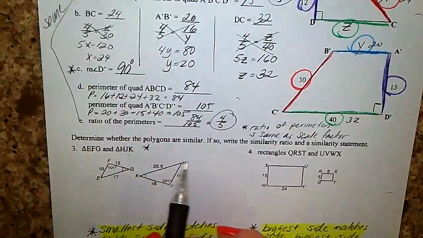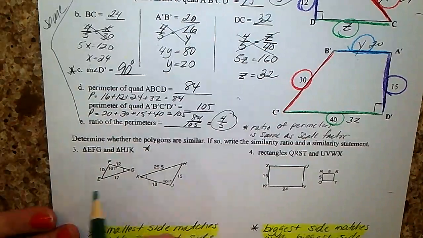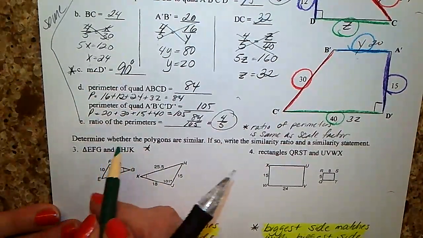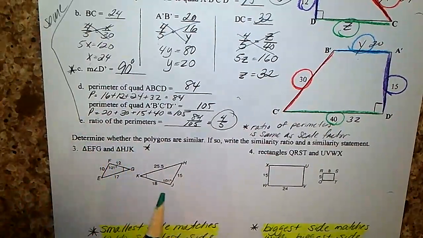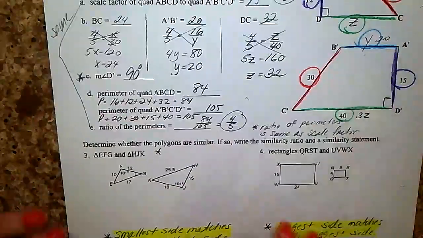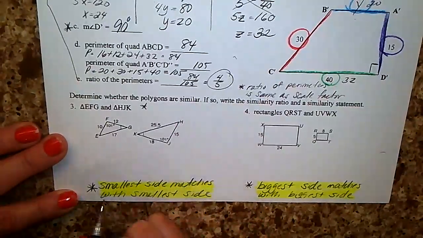All right, let's look at the last two questions here. Okay, so we need to determine if the polygons are similar, and if so, write the similarity ratio and a similarity statement. So here's the way we do this. We're going to try to determine if these two triangles are similar. It's not telling us they're similar right here. There's no similar symbol in between. We don't even know if these letters go together right now because there's no similar symbol. We're trying to figure that out. The way to do this is to match the smallest side with the smallest side.